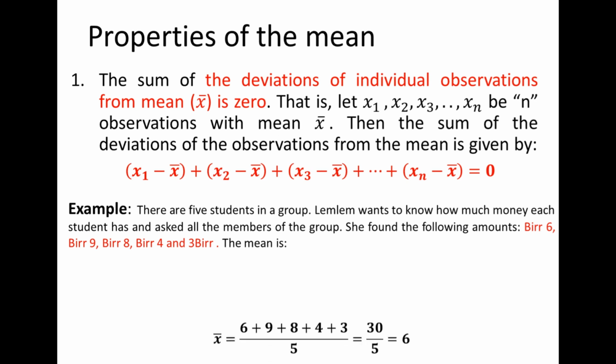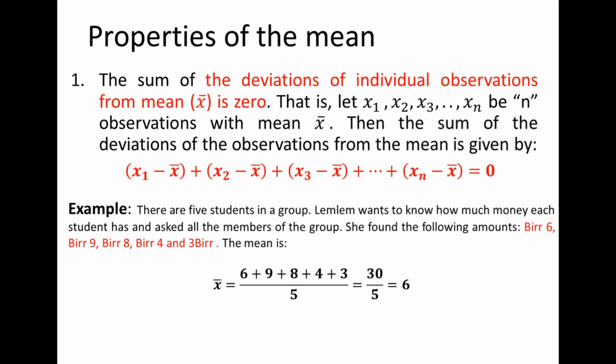Then the mean is 6 plus 9 plus 8 plus 4 plus 3 all over 5. Then the sum of the data values gives 30 divided by 5, which is 6. So 6 is the mean of the given data values.